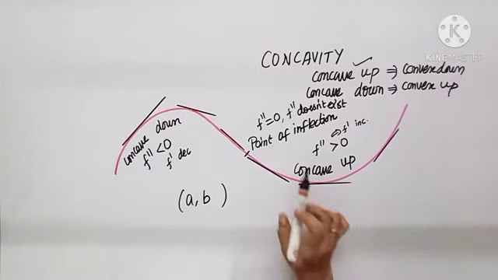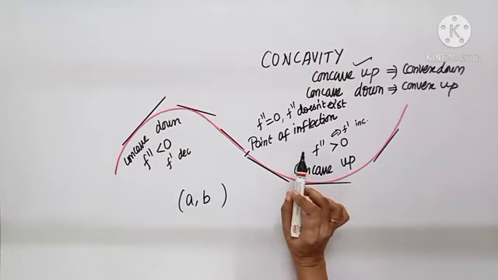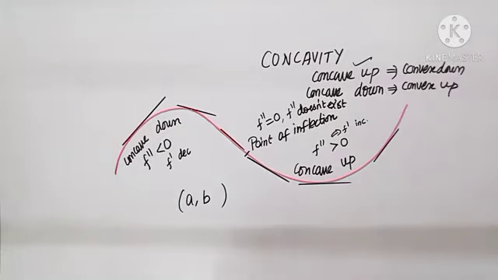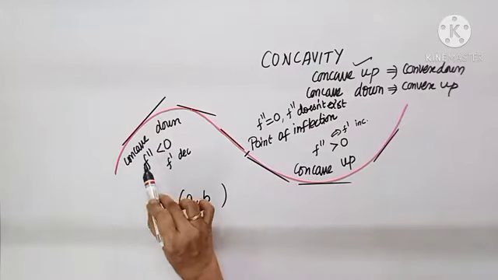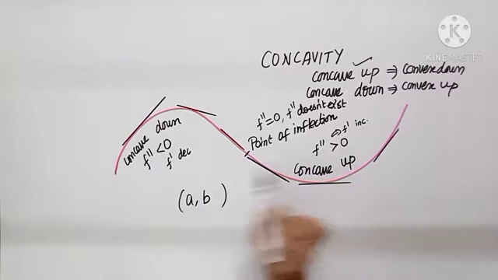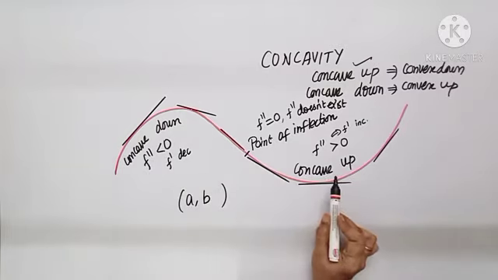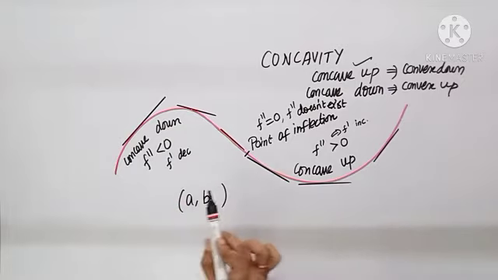Notice, point of inflection need not be a stationary point. Stationary point condition, f dash equals to 0. Point of inflection, f double dash less than 0 to greater than 0, it is changing the symbol, or greater to less, it is changing the symbol. Let us proceed with the exercise problems.